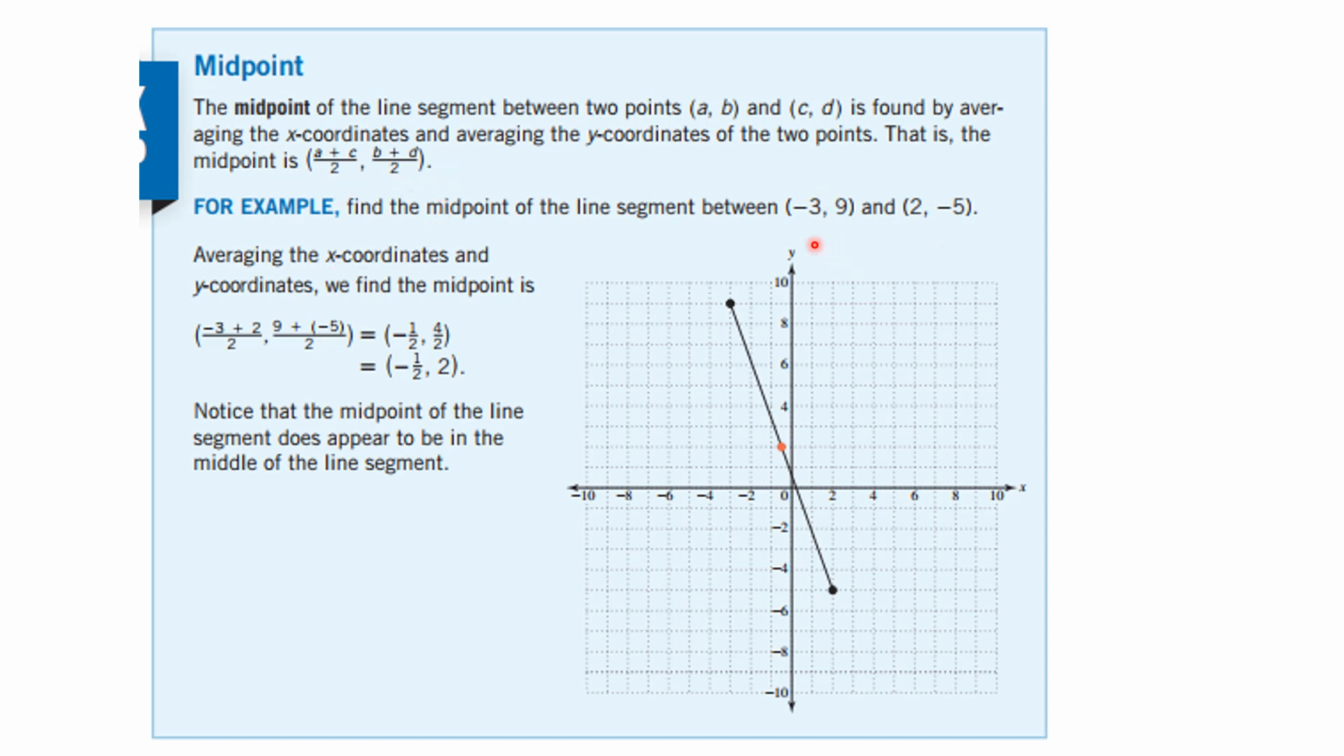So for example, if we had (-3, 9) and (2, -5), here's the point (2, -5), and this is the point (-3, 9). So the midpoint is, I average the x coordinates and the y coordinates, and I get that the midpoint is (-1/2, 2). And you see there's that dot, and that's what we have.